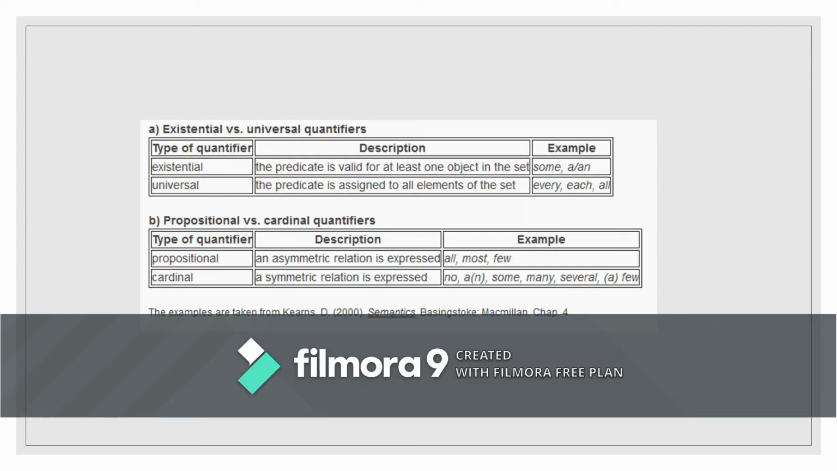And then there are 6 types of quantifier, of which we're going to explain 4 first. There's existential and universal. Existential is when the quantification is only valid for at least one object in the set, while universal is when the quantification is valid for every object in the set. That's why it uses every, each, all, where existential uses only some. While propositional and cardinal quantifiers: propositional is when the relationship used is asymmetric, it doesn't have symmetry, while cardinal is when the relationship being explained has symmetry. It will be explained further after this.